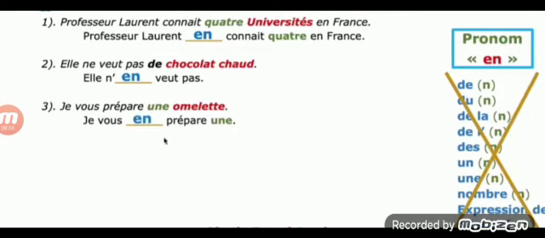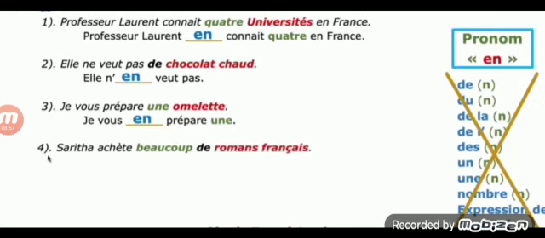So when you are seeing the video, please see carefully. Fourth one. Sarita achète beaucoup de romans français. Sarita buys many French novels. The noun is after the word de. And see the expressions of quantity. Beaucoup. Beaucoup means so much, a lot. After the expression of quantity comes the noun. So I gave the list in the last one.